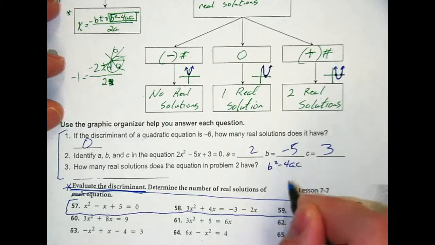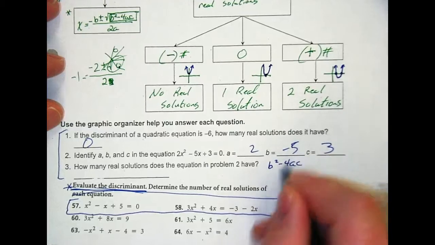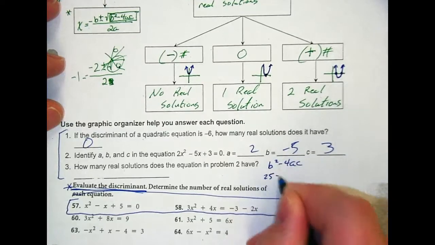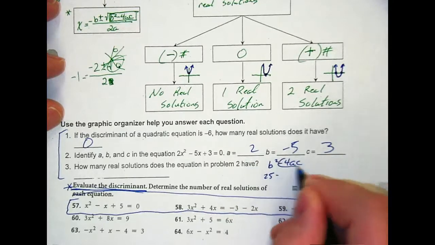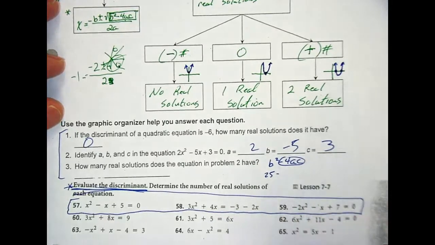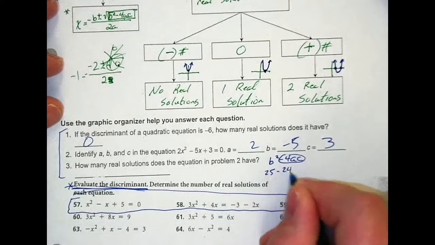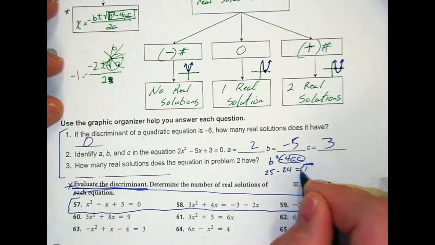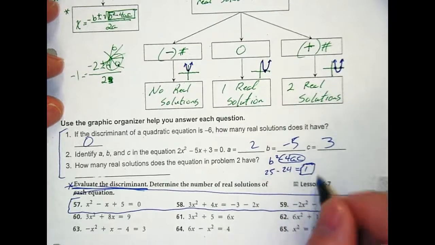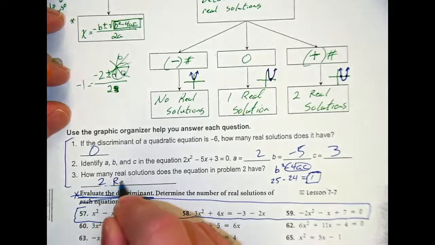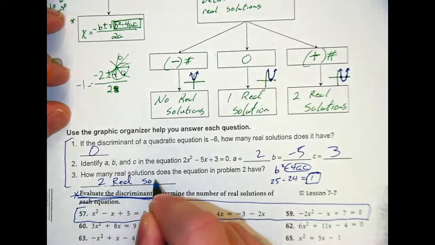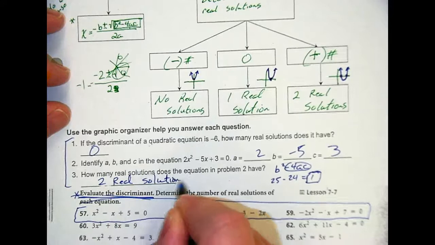2. So b squared is 25 minus 4 times 2 times 3. So 4 times 2 times 3 is 8 times 3, or 24, equals 1. So if our value is 1, that means it's a positive number. That means there are 2 real solutions. Well done. You could just put 2. Good. How many got that one?